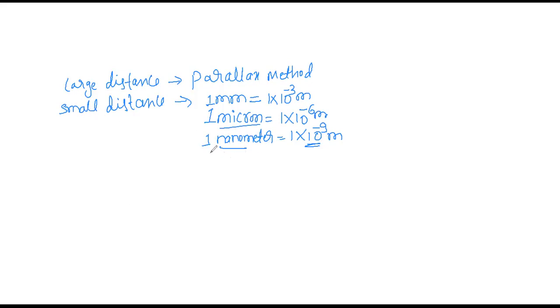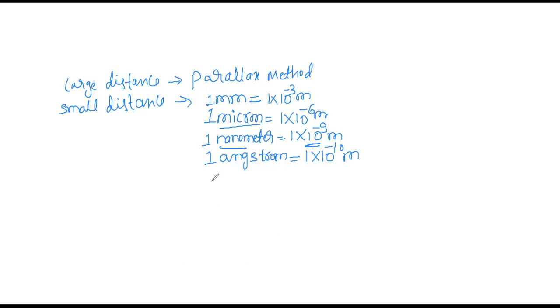Next one is 1 angstrom. 1 angstrom is equal to 1 into 10 to the power of minus 10 meter. 1 angstrom is nothing but 1 into 10 to the power of minus 10 meter.